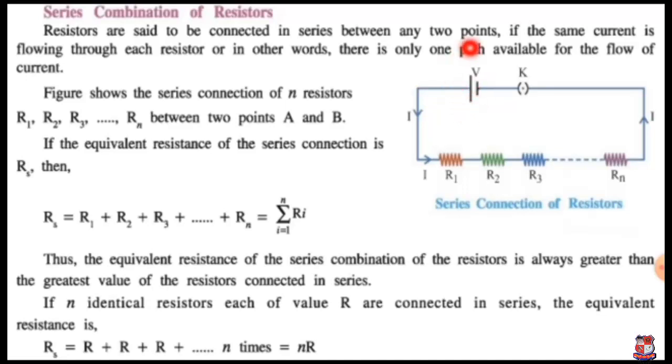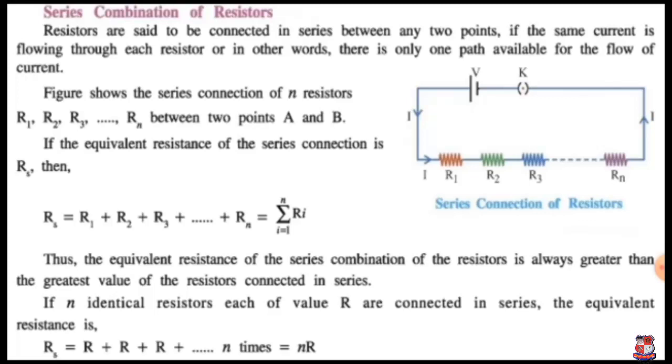V voltage has been sourced to this electric circuit, from which the electric current capital I is flowing, and this K is the symbolic representation of the key. Right now in this position we can say the key is switched on because the electric current is flowing. Suppose the electric current was not flowing, then you can say the key is in the switched off condition.